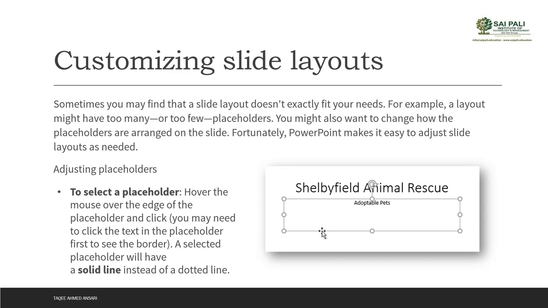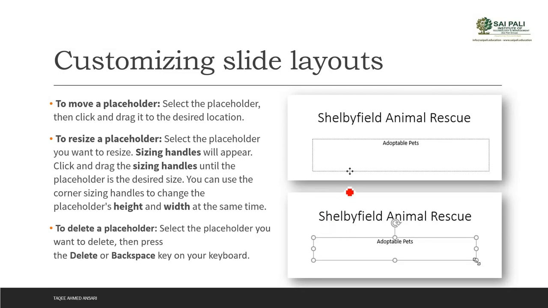So, adjusting the placeholder. Placeholders are these placeholders. For adjusting a placeholder, when you hover over it, you will see this four-way arrow. When you click on it and see this solid line, that means you are selecting the whole placeholder. If you click inside the placeholder, that means you want to add text. So if you want to select the placeholder, you have to hover on the border of the placeholder and then click on it, and it will select the whole placeholder. Now you can do whatever you want.